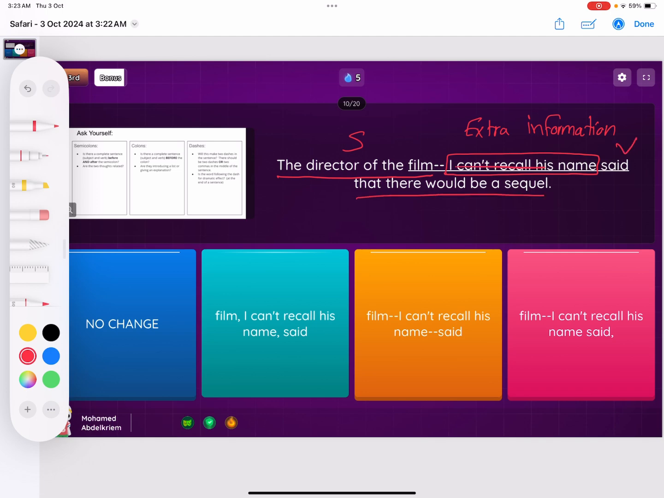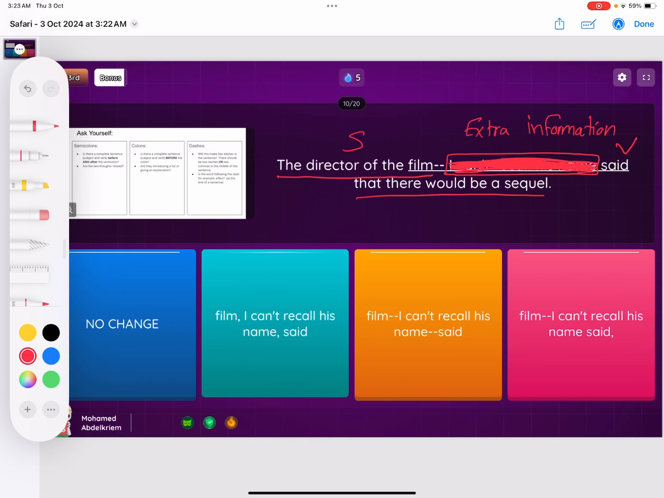So I can cross out this part. Let's cross it out right now and read the sentence again to check whether it will make sense or not. The director of the film said that there would be a sequel. So this is the subject, this is the verb, so I can say it without this part.